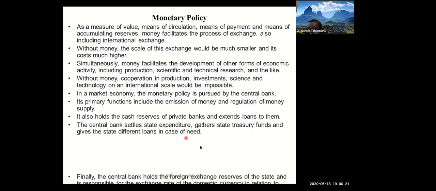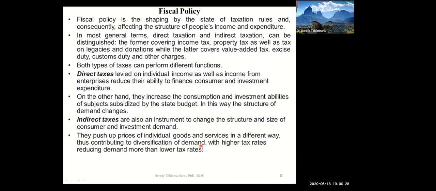Yeah, you can really see this. Another thing is fiscal policy. Let me show you, or let me minimize it like this. Fiscal policy is really shaping the state, the state in terms of taxation rules, and then ultimately affecting what? Affecting income and expenditure. Mainly, fiscal policy is related to taxation.